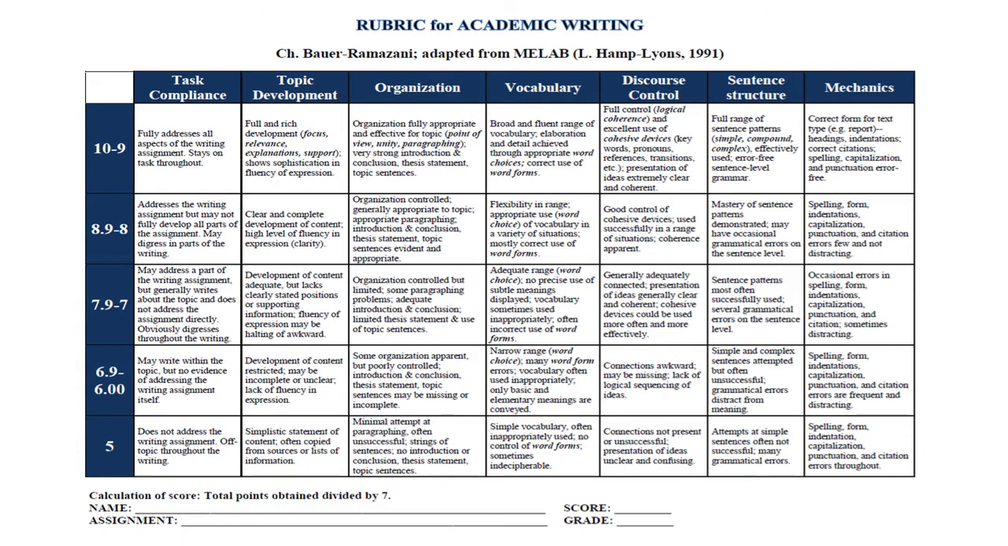Let's look at the example of task compliance. Does not address the writing assignment of topic throughout the writing. So we have descriptions that represent different levels of the category, and we're going to assign these different levels of performance to different kinds of text written by the students.